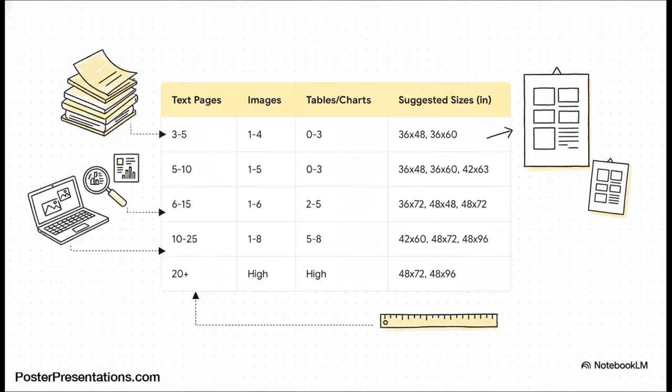All you do is find the row that basically matches that little content inventory you just did. So for example, if you've got about, say, 5 to 10 pages of text and a handful of images, a poster that's around 36 by 48 or 36 by 60 inches is probably a great fit. But if you're dealing with a ton of data, like over 20 pages of text and lots of figures, you're definitely going to need a bigger format, like a 48 by 72 or maybe even a 48 by 96, just so your text isn't microscopic.